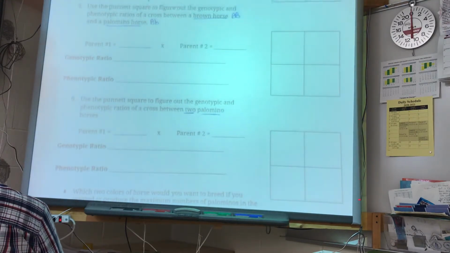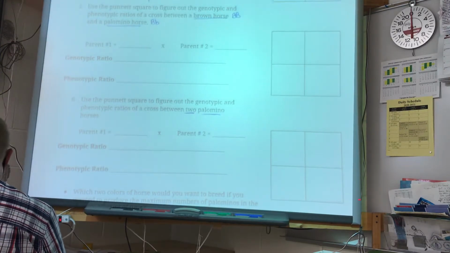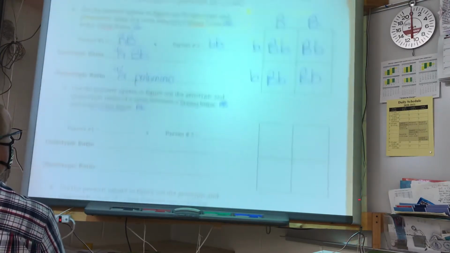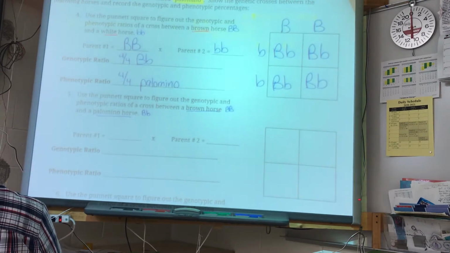genotypes given the phenotypes. Are there questions about incomplete dominance before we move on? The only difference between these and complete dominance is that the heterozygous is in between.